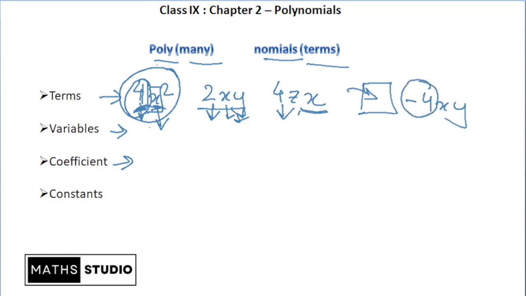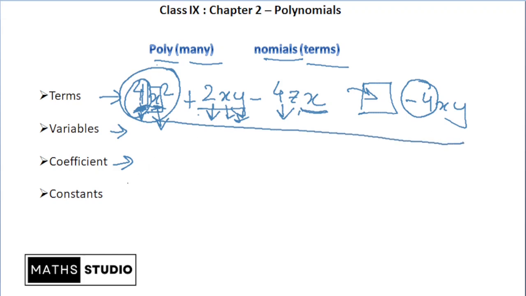Okay. So we know what is a term. A term is made up of variables and coefficients. Variables are the expressions where x, y, z are there. Coefficient is the one that is in front of the variable. If we combine them, 4x square plus 4xy minus 4zx minus 4xy, all these combine to make a polynomial.